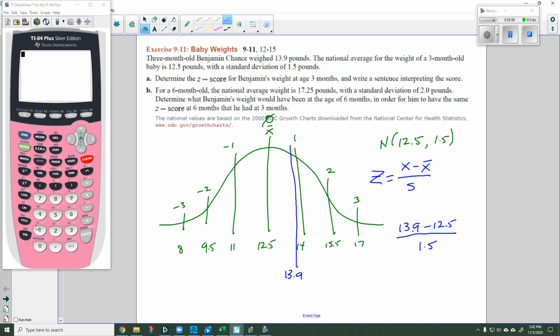So I'll do that on the calculator. 13.9 minus 12.5. And I divide that by my standard deviation, which is 1.5. And I get a z-score. So z equals 0.933. And that sounds pretty reasonable to me because I see that 13.9 is between 0 standard deviations and 1 standard deviation. So 0.933 makes a lot of sense to me. So that's pretty good. That's the answer to the first part.